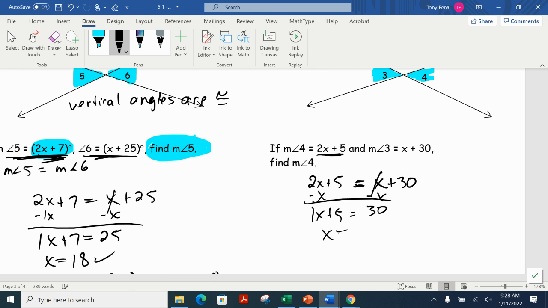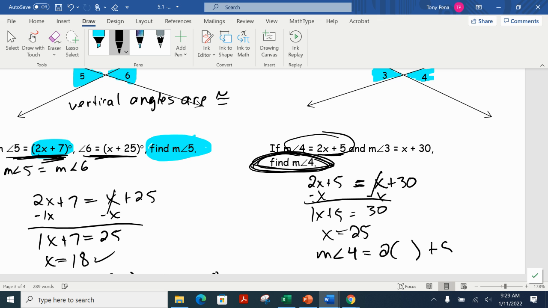Subtract your 5. So we should get x to be 25. And then again, make sure if that's your answer or not, because this isn't your answer. What we want is the measure of angle 4. Angle 4 is twice x plus 5. So the measure of angle 4 is twice x plus 5. And we now know that our x is 25. Simplify that. So this will be 50 plus 5. Measure of angle 4 is 55 degrees. Okay.